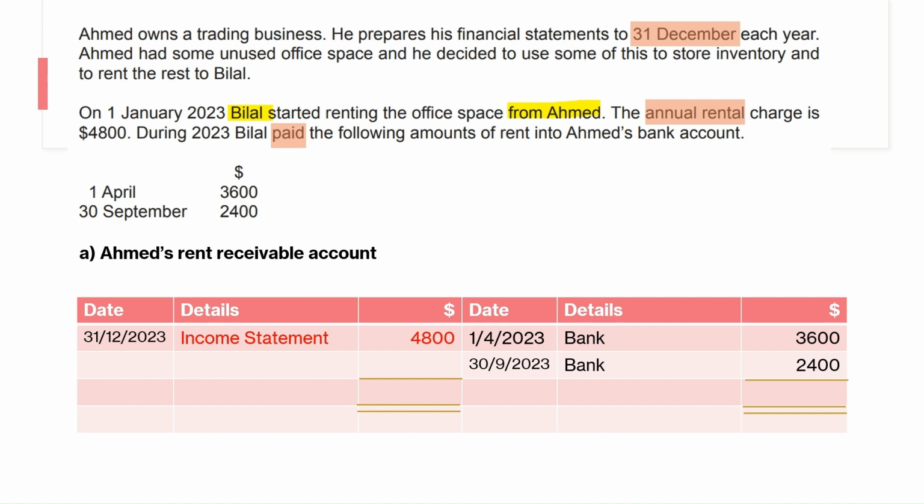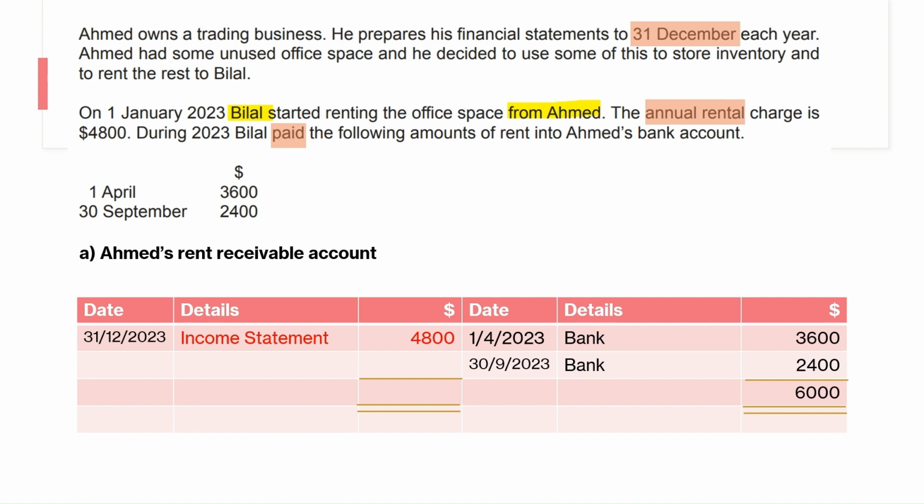If you calculate the totals, the debit side total is 4,800. The credit side total is greater. Credit side total is 6,000. So actually, Ahmed received 6,000, although the annual rental charge is 4,800, which means that Bilal overpaid. Bilal has paid more, which is a prepayment of an income because it's rent receivable.